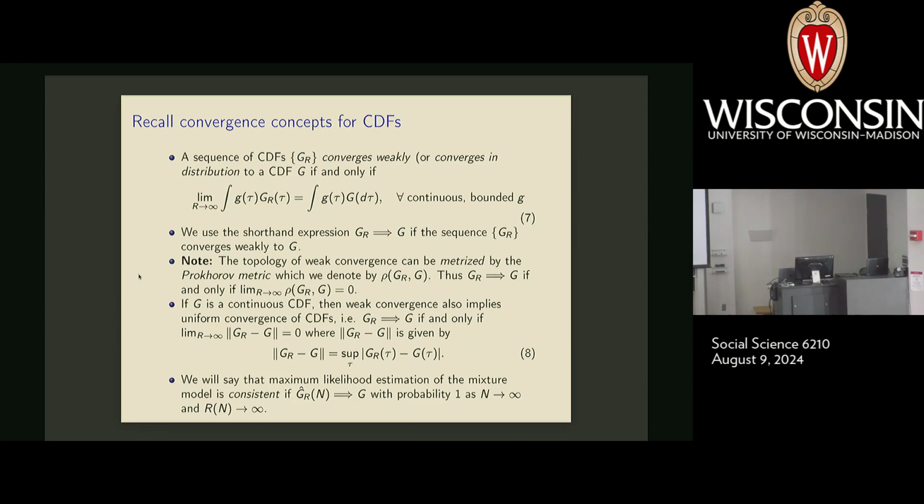It's a little bit of topology. We can think of CDFs living in a metric space, and the Prokhorov metric is a distance between G and G_R such that G_R converges in distribution to G if and only if the Prokhorov distance between G_R and G goes to 0. So it's a measure of how close. Now we're going to come back to that. It's going to play a role.